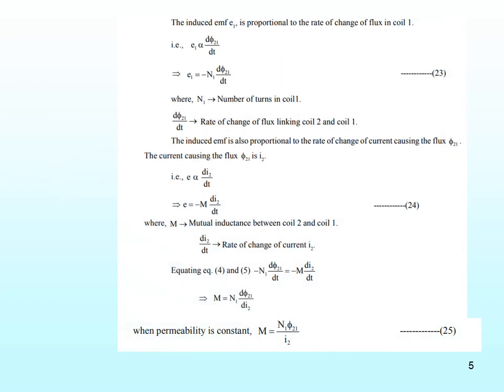Therefore E1 is proportional to d phi 21 by dt. Therefore E1 equals minus N1 d phi 21 by dt. The current causing flux phi 21 is I2. So E1 is proportional to d phi 2 by dt. That gives M equal to N1 d phi 21 by dI2. When the permeability is constant, M equals N1 phi 21 by I2.